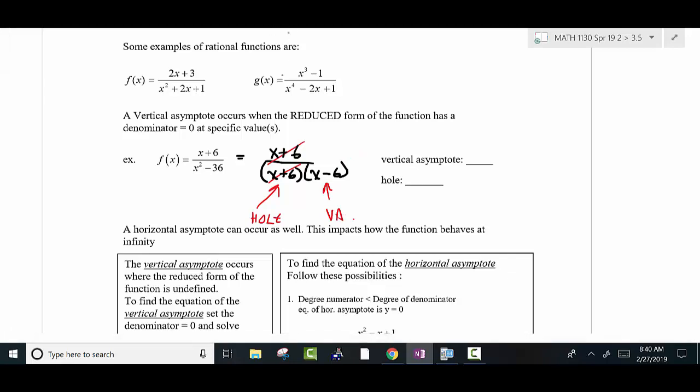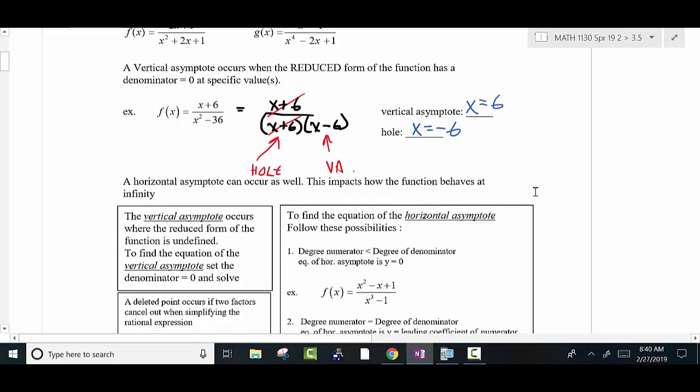Okay, and you can do this in your head. The vertical asymptote is x equals 6. The hole is at x equals negative 6. Okay, so we'll look at a couple of graphs like that in a few minutes where you have a hole in the graph like that. So you want to know that. When you're doing a vertical asymptote, be sure you simplify first, okay, and distinguish between the hole and the asymptote.